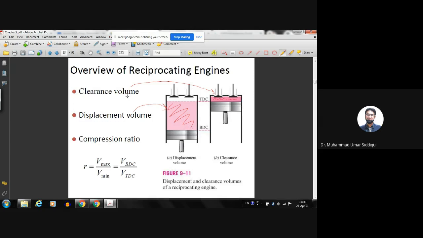Then we have another terminology here, compression ratio. It is represented by r. r is the compression ratio, and it is the maximum volume divided by the minimum volume. The maximum volume is when the piston is at the bottom dead center, and the minimum volume is when the piston is at the top dead center. And the ratio of these two is basically the compression ratio. And this compression ratio will definitely be greater than 1 all the time.